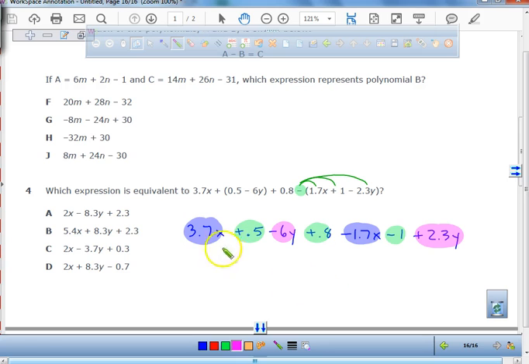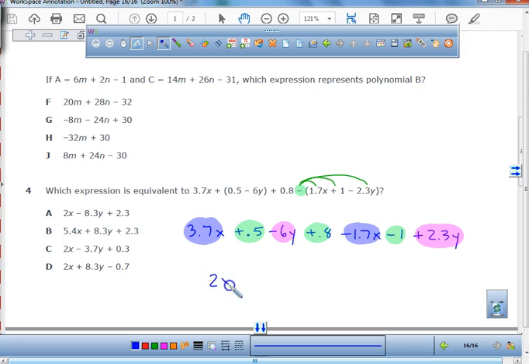All right? What is 3.7 minus 1.7? That becomes just what? A 2, right? So that's 2x. What is a half plus 0.8? That's 1.3. What's 1.3 minus 1? It's just going to be what? Plus what? 0.3. 3/10. Okay? And we have negative 6y plus 2.3. What does that become? Negative 3.7y.